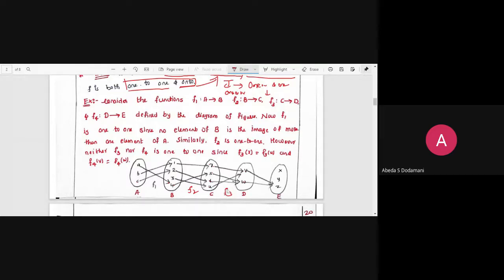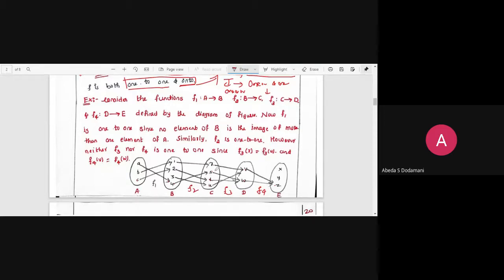However, f4, is it 1-1? Since both the elements are going to the same image, this f4 is also not a 1-1 function. You can see f3 of R is f3 of U, and f4 of V is f4 of W. So that's the reason this is not a 1-1 function.